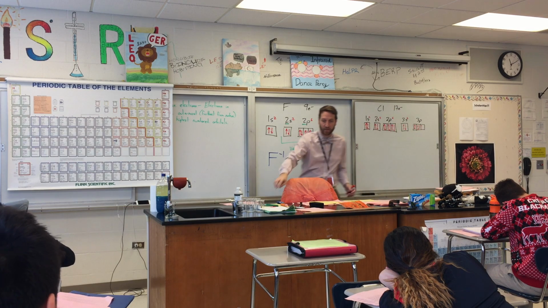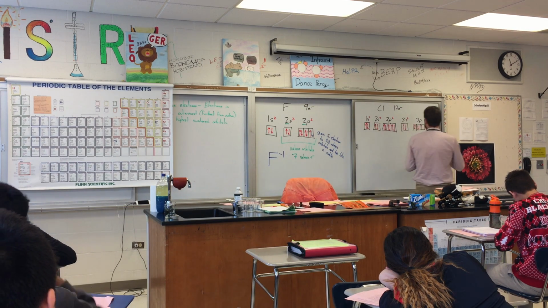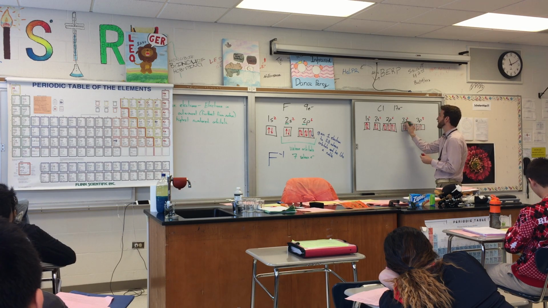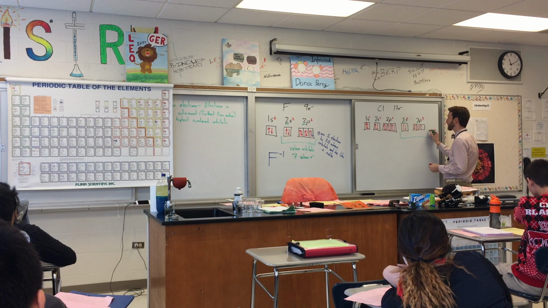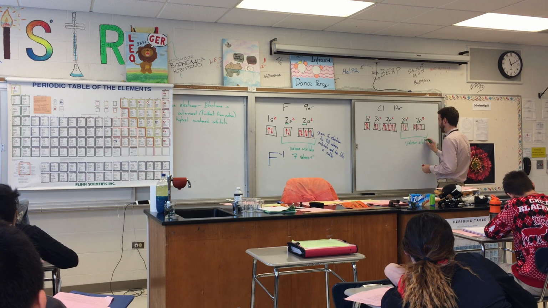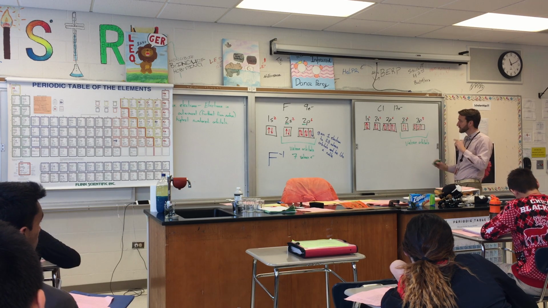What's the valence? Which ones are the valence orbitals for chlorine? 3s, 3p. The 3s and the 3p, the ones with the biggest numbers out front. So these are the valence. And how many do we have in there? 6, 7. 7.